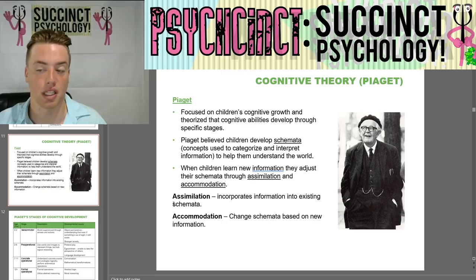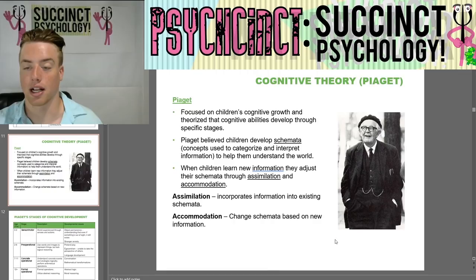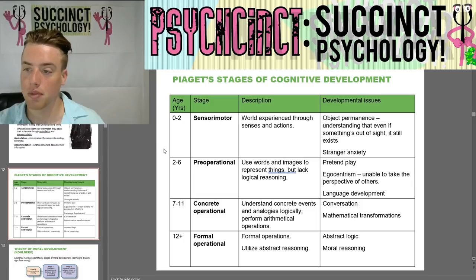Now, assimilation incorporates information into existing schemata, while accommodation changes schemata based on that new information. So with assimilation, you're incorporating that information, and with accommodation, you're changing your schemata based on the new information you received. So here we have Piaget's stages of cognitive development. Age 0 to 2 is the sensorimotor stage, and it is the world experienced through senses and actions.